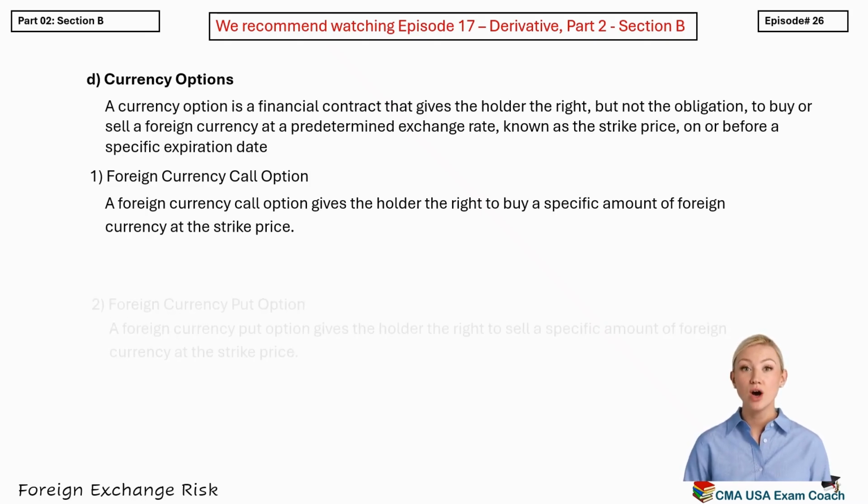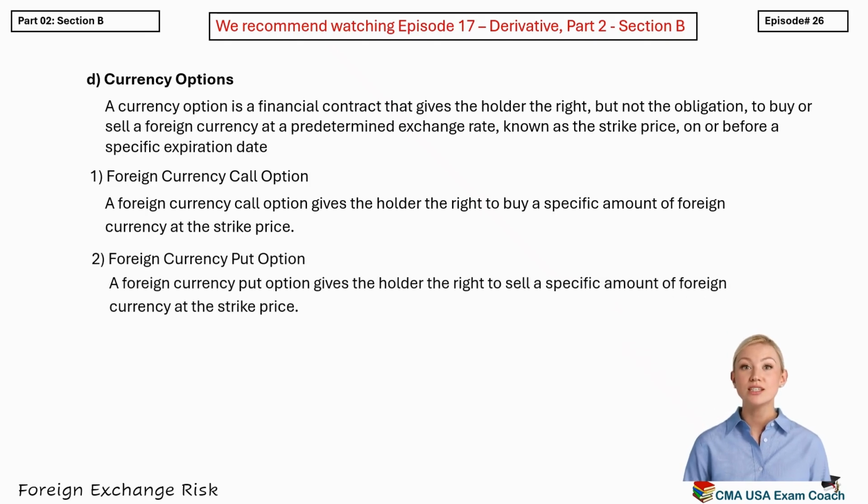2. Foreign currency put option. A foreign currency put option gives the holder the right to sell a specific amount of foreign currency at the strike price. This is useful for companies that expect to receive payments in foreign currency. For example, a European company that expects to receive US dollars in the future might buy a put option on dollars. If the dollar weakens, the company can still sell those dollars at the higher strike price defined in the option. If the exchange rate is better than the strike price, the company can ignore the option and sell at the market rate. So, just like the call option, the put option provides downside protection while keeping the upside open.